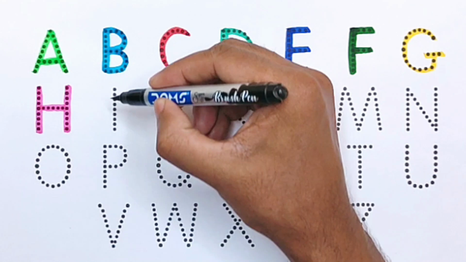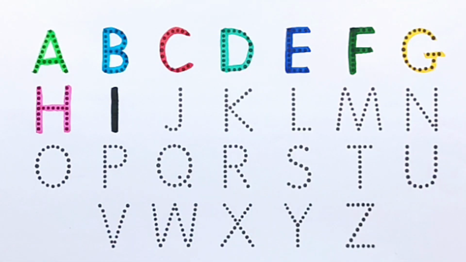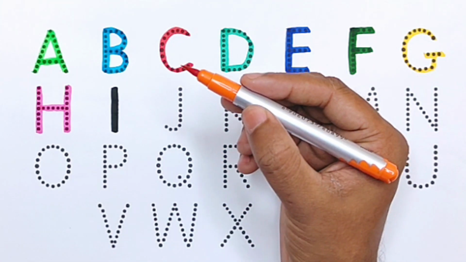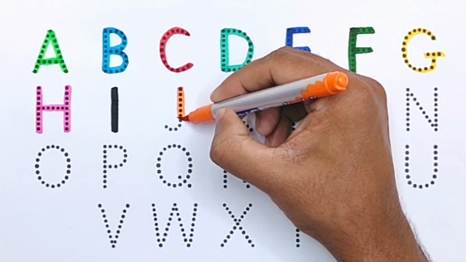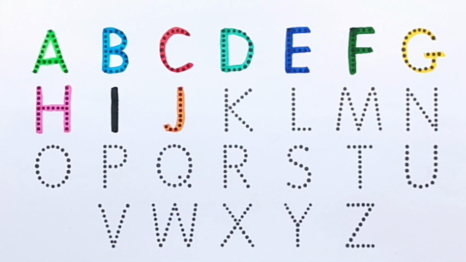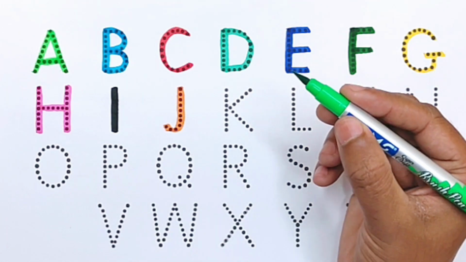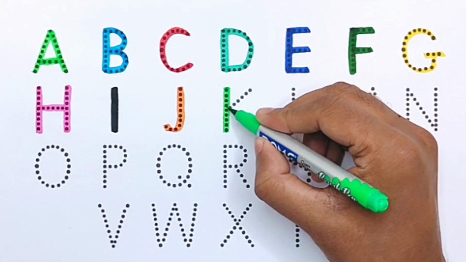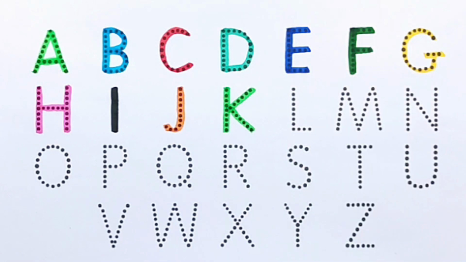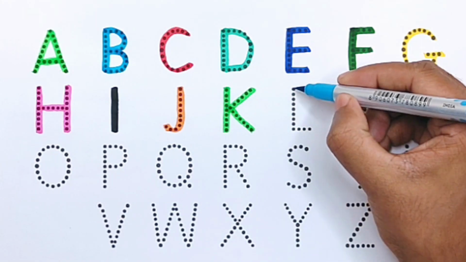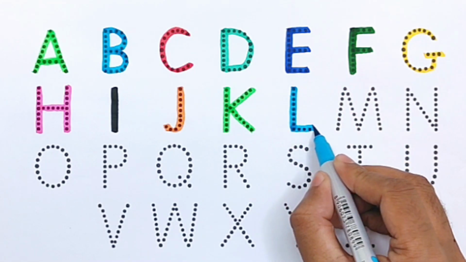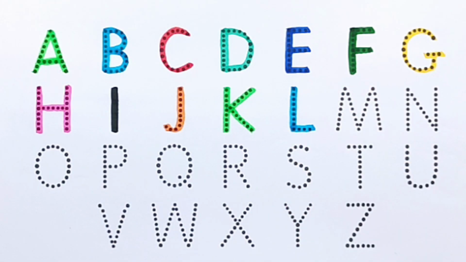Black color. I for ice cream. Orange color. J for juice. Green color. K for kite. Sky blue color. L for lollipop.